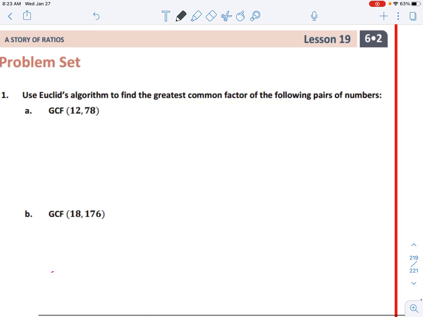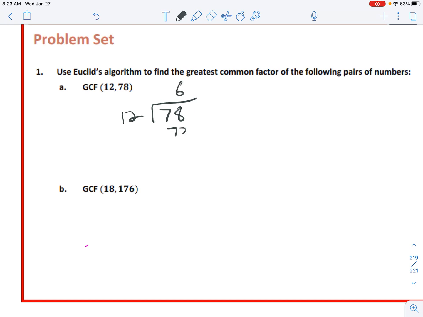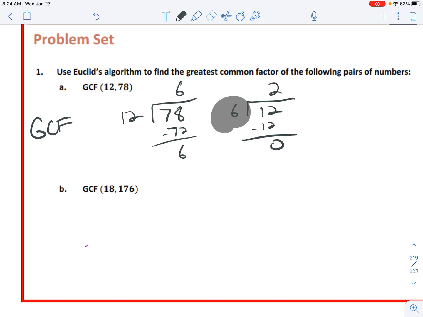So let's go over this problem set real quick and apply Euclid's algorithm to it. It says, use Euclid's algorithm to find the greatest common factor of the following pairs of numbers. Letter A, the GCF of 12 and 78. So we're going to do 78 divided by 12. 12 goes into 78 6 times. That is 72 with 6 remainder. Then we have 12 divided by 6, which is twice, and we will have no remainder. Our final divisor is the greatest common factor. So the greatest common factor equals 6.